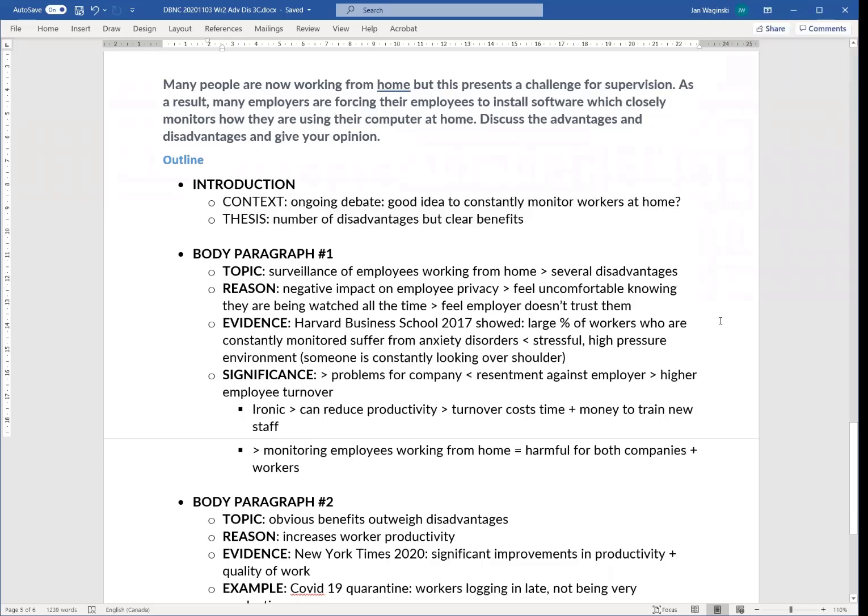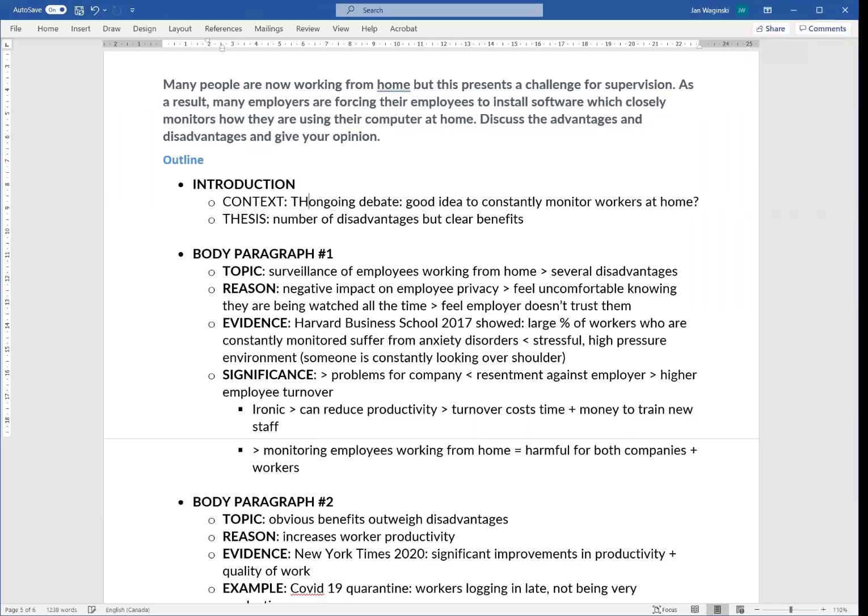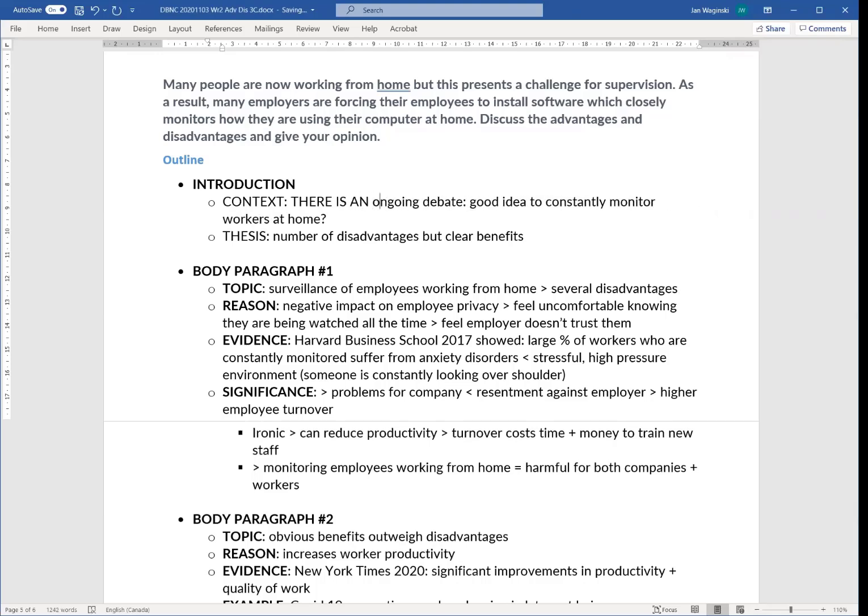All right. Actually, I didn't get it. So what I was supposed to do, should I read it or say it in my words? Well, yes, this is the point form summary. Right. Ongoing debate, good idea to constantly monitor workers at home. Oh, so I have to complete it, right? You have to turn this into a fully developed sentence. Okay, there's an ongoing debate whether it's a good idea to monitor employees constantly.